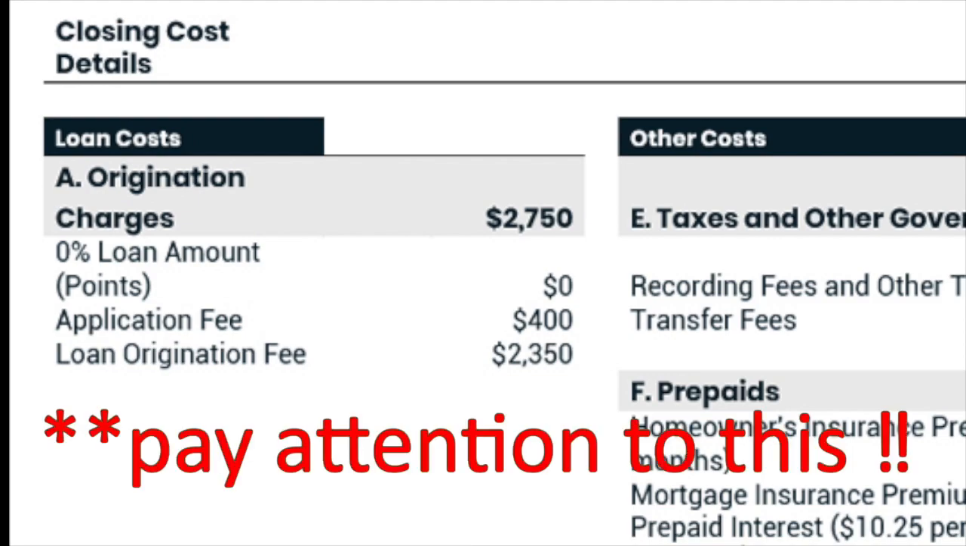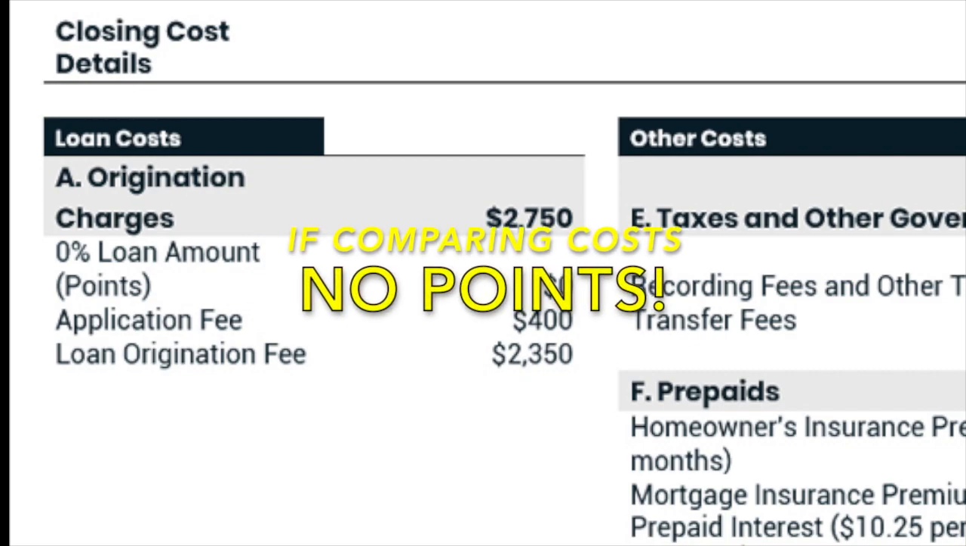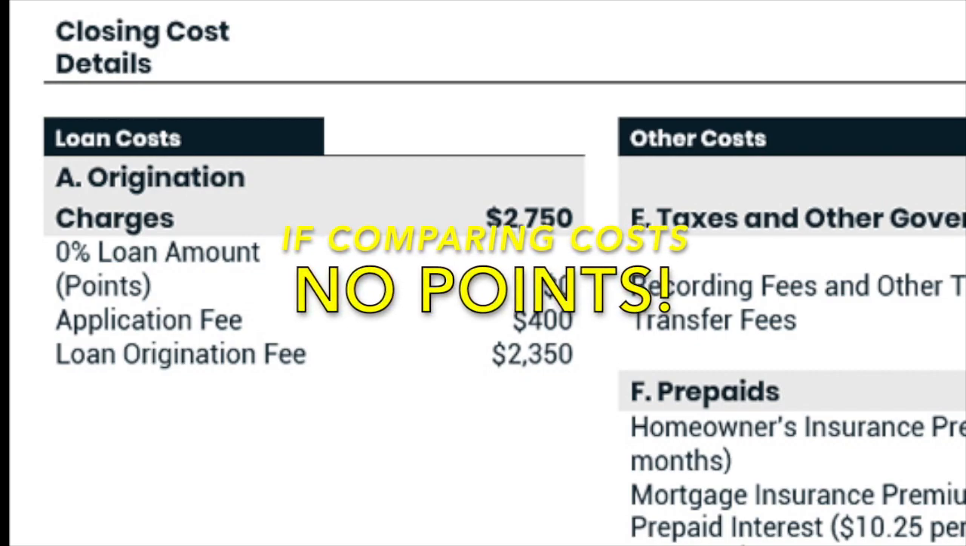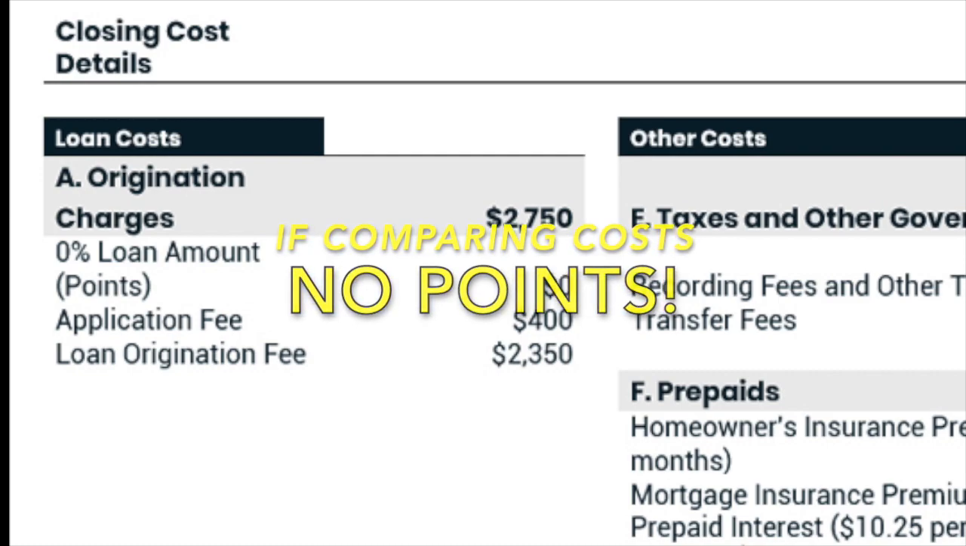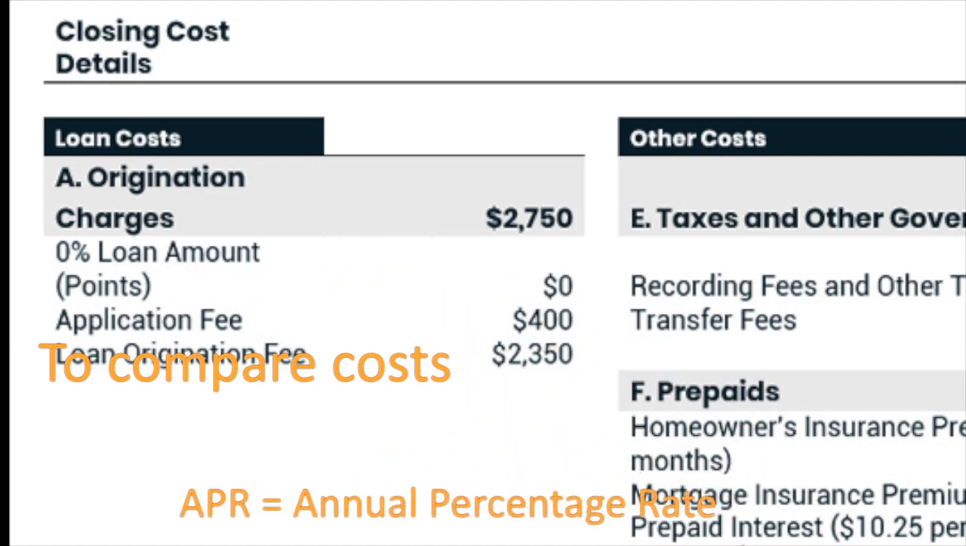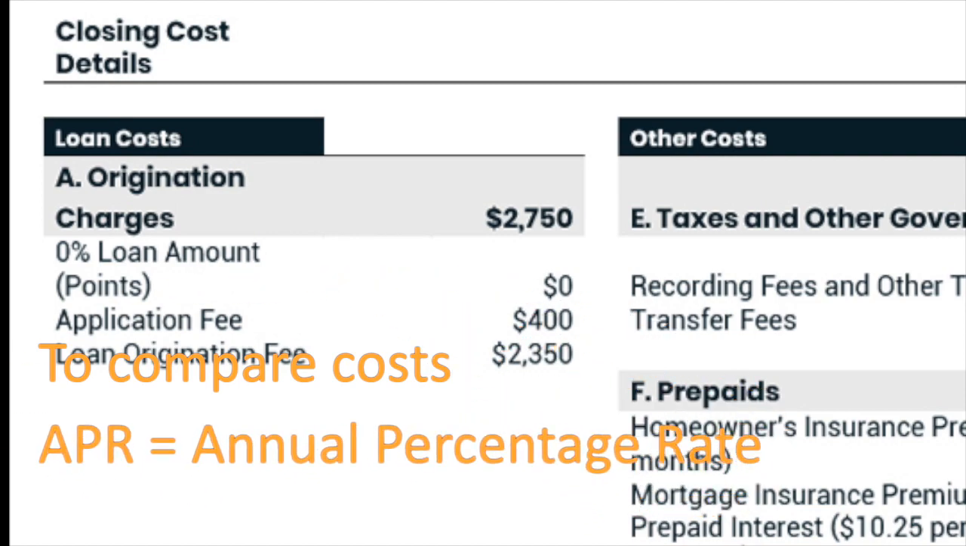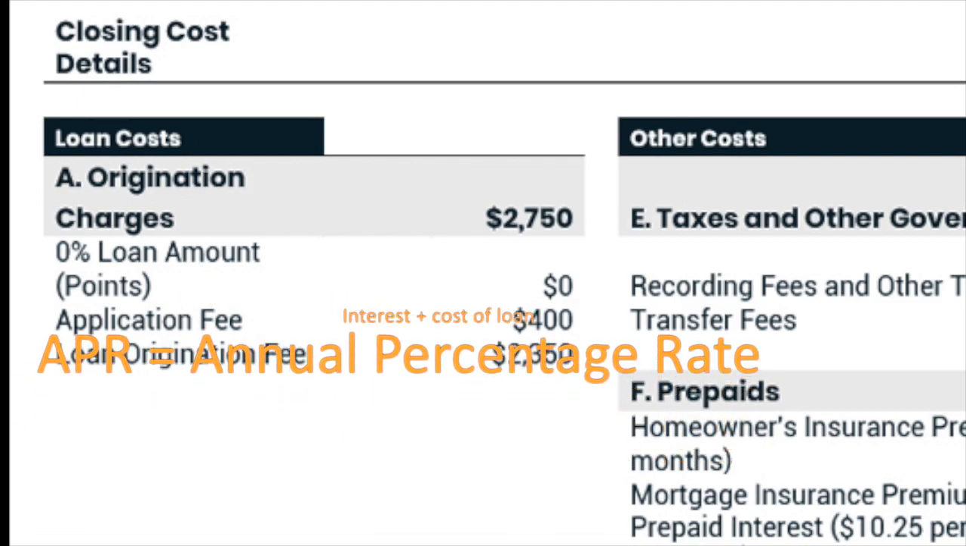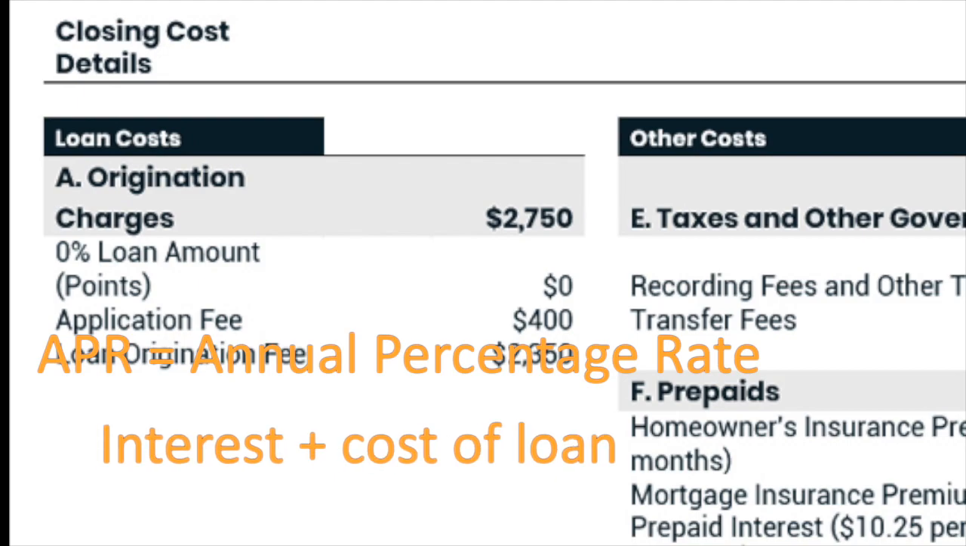Now, when you are comparing different lenders for their costs, this is the section that matters the most. For the purpose of comparing lender costs, make sure you ask the lender not to include any points. What are points? Well, that's another video. But if you want to compare banks on apples to apples, make sure that there's no point cost here, and then you can compare banks on their annual percentage rate, or APR. APR is your annual cost of having this loan, including the interest. The closer your APR rate is to the advertised interest rate, the lower the cost of the loan.